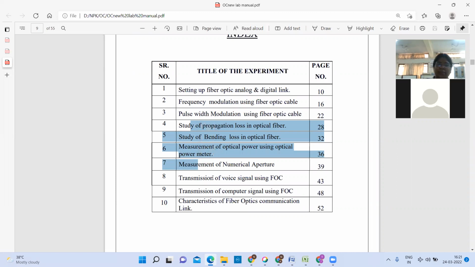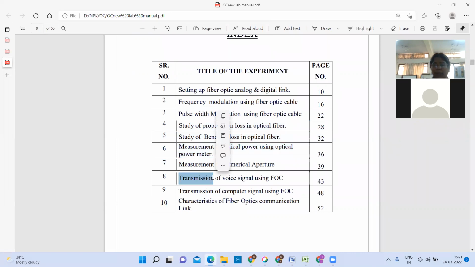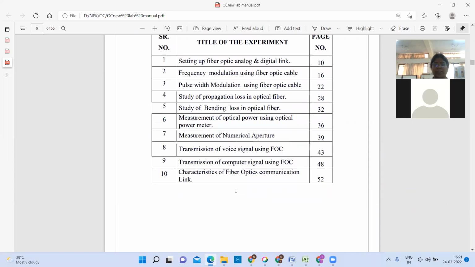Then next, transmission of voice through fiber optic cable. So first our voice will be converted in the form of electrical signal through mic, through fiber optic cable. Again, it is given to the optical source. Optical source will convert it in the form of light, and then it will be given to optical detector. Again, mic we have to use, loudspeaker we have to use. So that experiment we have to see.